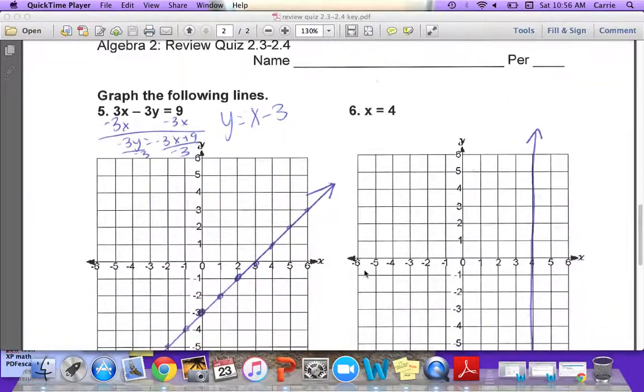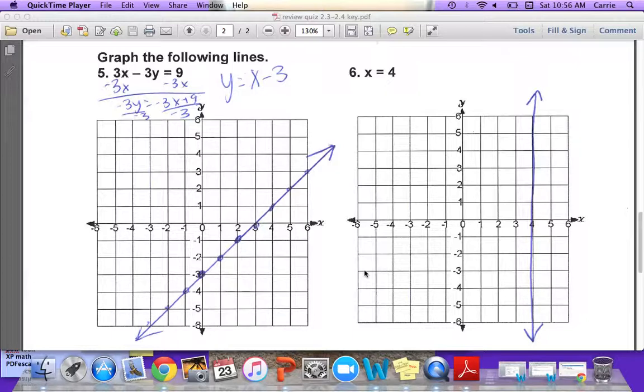On to the back, again, 5 is in standard form. You have to solve it out for y. We get y equals x minus 3, so start at negative 3. Since there's no number out front of x, that's like 1 over 1, so we're going up 1 over 1, up 1 over 1. And number 6, x equals 4.